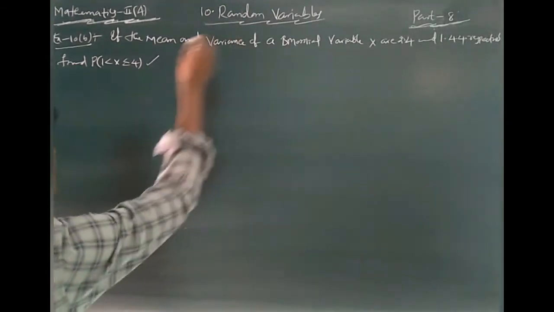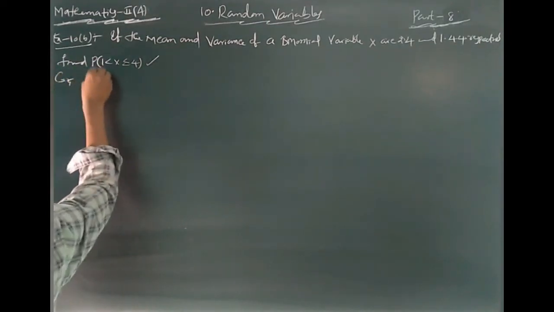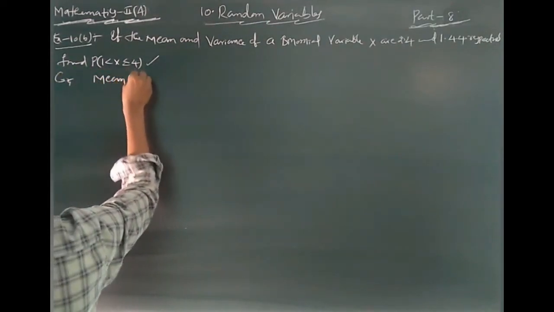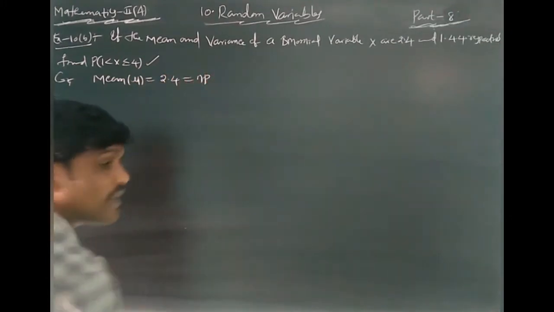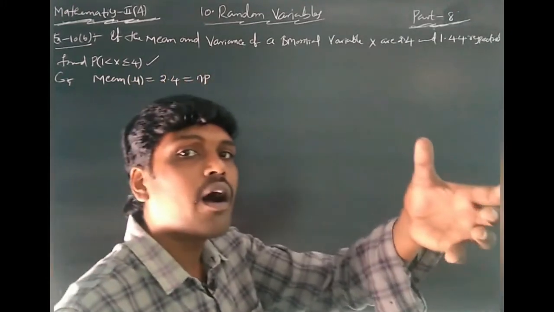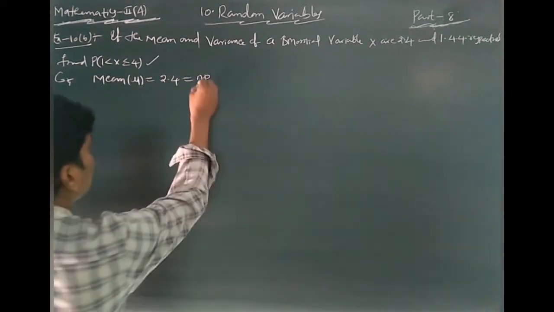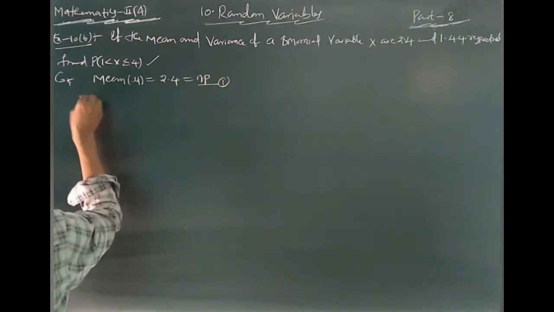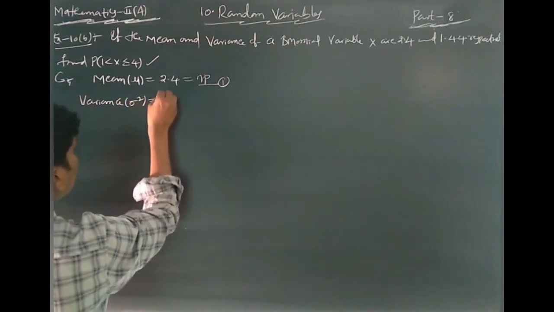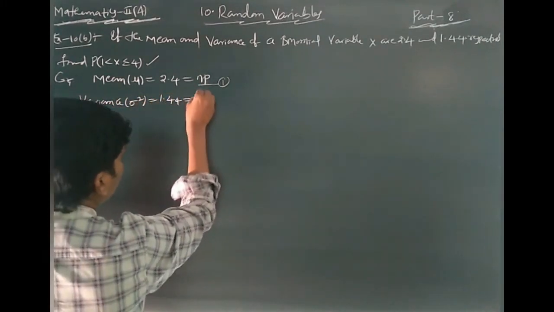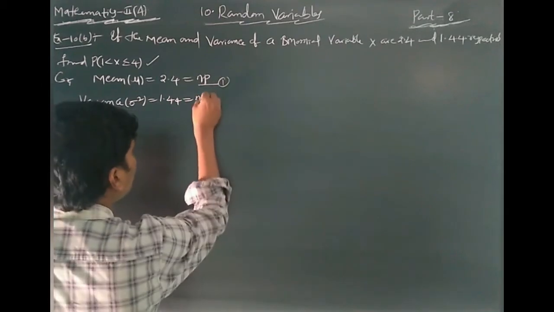First of all, what is the mean? Given that the mean, mu, is equal to 2.4. What is the mean formula in binomial distribution? N into p. This is equation 1. Similarly, the variance sigma square is given, that is 1.44. What is the variance formula? N into p into q.